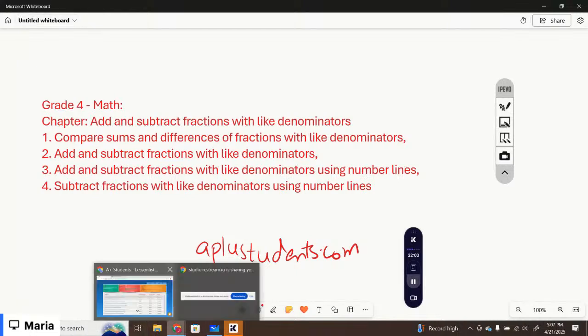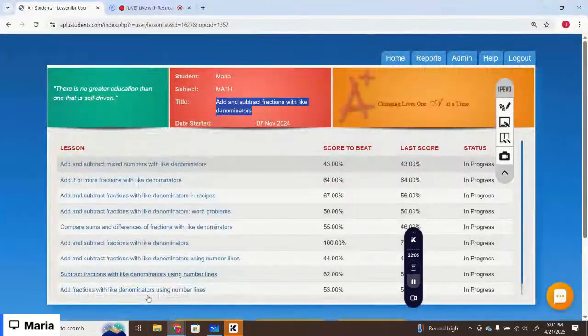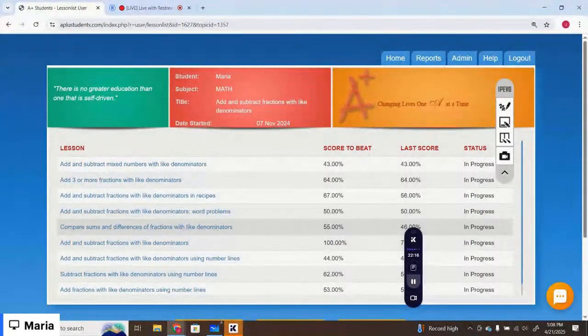Okay, here I'm on grade 4 math. Let's just start with the lesson that is sums and differences of fractions with like denominators. Let's just start with the lesson.